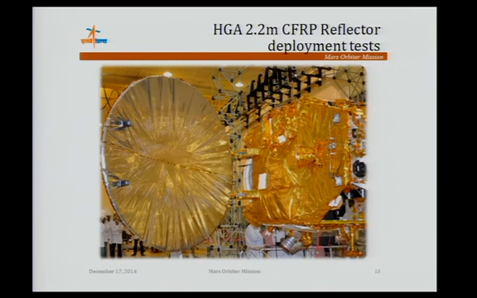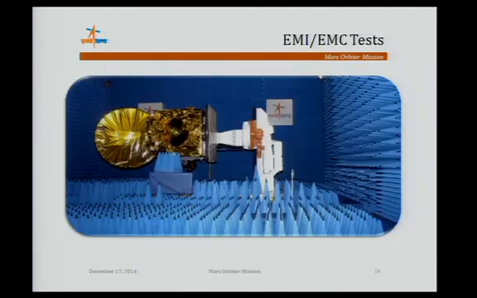This shows the CFRP reflector deployment test. The reflector deployed condition is shown in the figure. Next, this is the EMI/EMC test facility, where we do the test for emission as well as the electromagnetic compatibility test, and the radiated condition of the full spacecraft performance is evaluated.